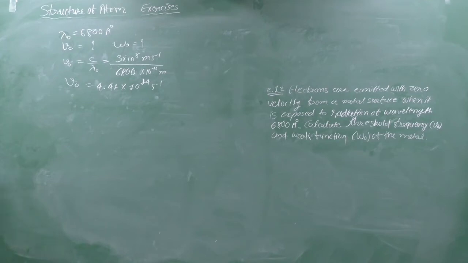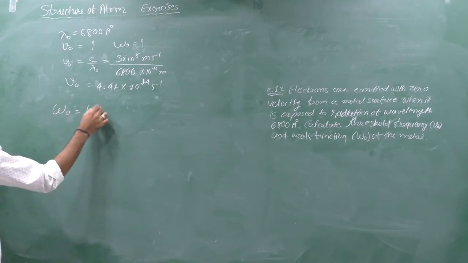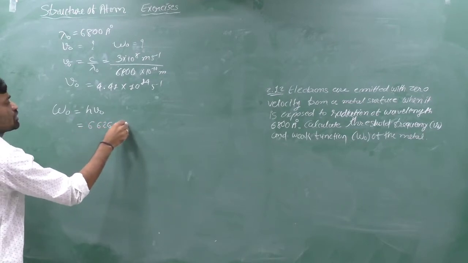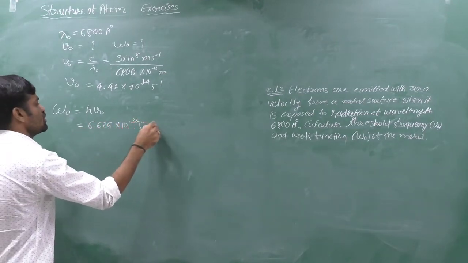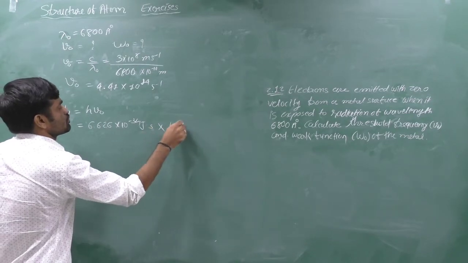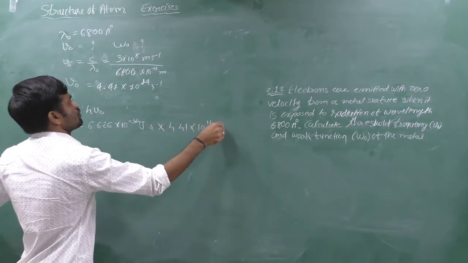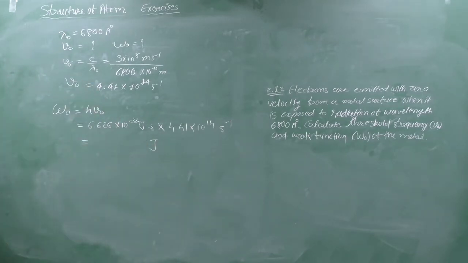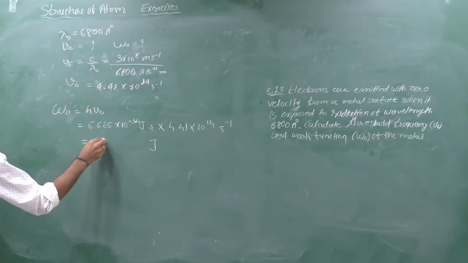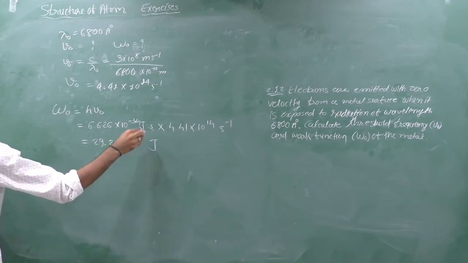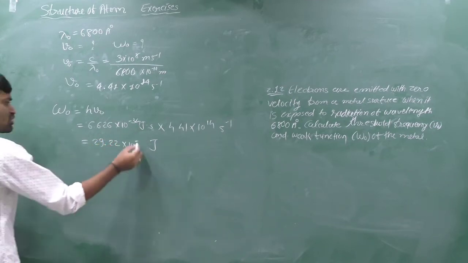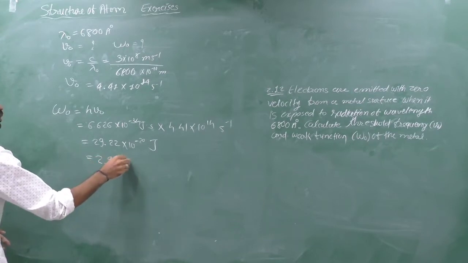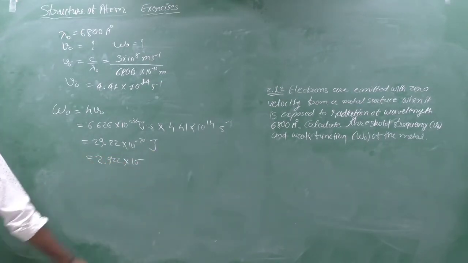Now work function is equal to h mu 0. We can multiply it: 6.626 into 10 raised to minus 34 joule second into 4.41 into 10 raised to 14 second inverse. Second cancels, that is joule. The answer is 29.22 into 10 raised to minus 20, which is equal to 2.922 into 10 raised to minus 19 joule.